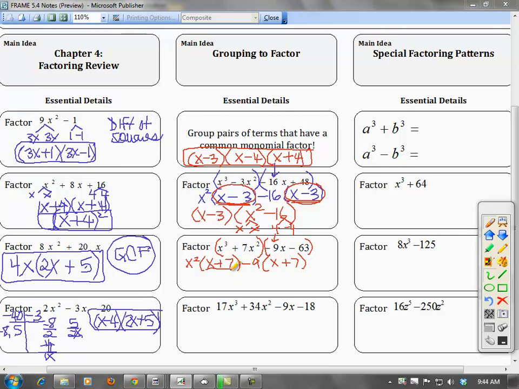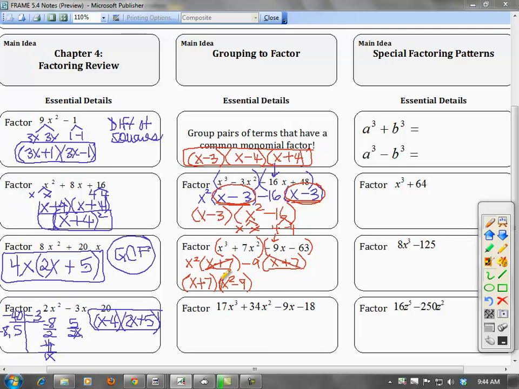Because they share an x plus 7 factor, I'm going to pull that out in front. So x plus 7 gets taken out of each of them. If you take it out of the first one, what's left is an x squared. If you take it out of the second one, what's left is a minus 9.